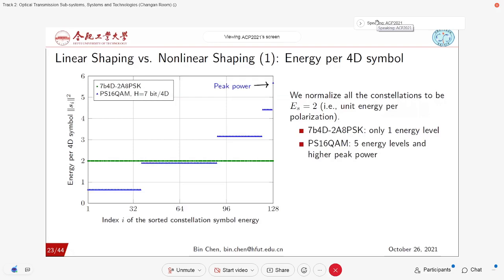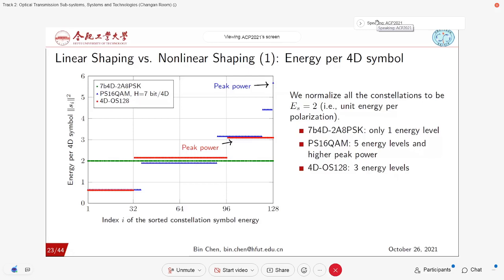And also for the PS, because you shape the constellation to have a larger probability for the inner points and smaller for the outer points, it will introduce some high nonlinear interference because of the larger peak power, and we can say this comes from the PAPR. You can see here the PS CT-QAM has 5 energy levels and high peak power. But for our proposed one, you can see we only have 3 energy levels, and all the symbols are much closer to this average. The energy is normalized to 2.